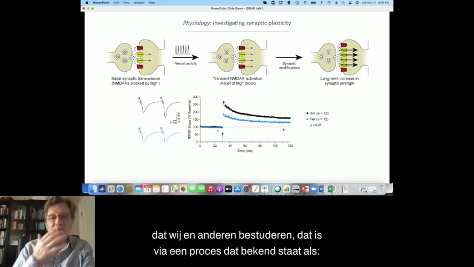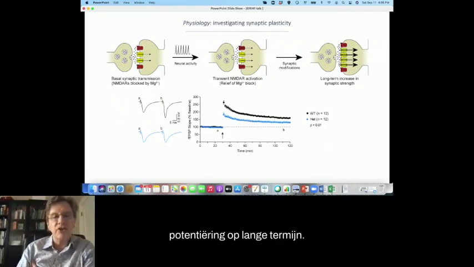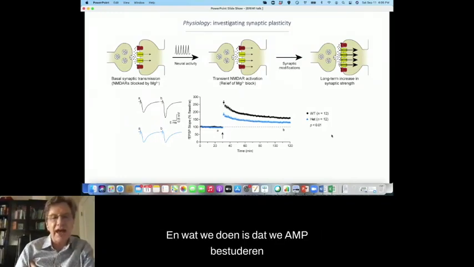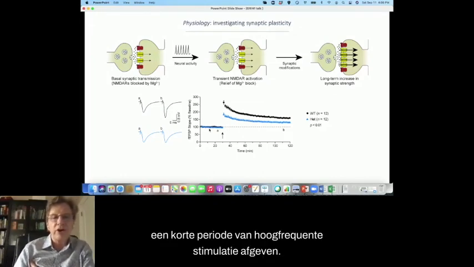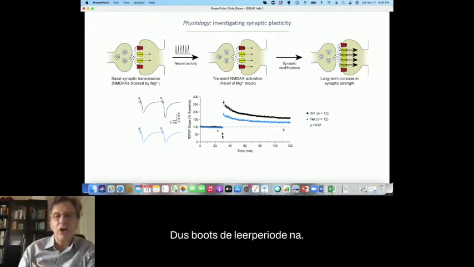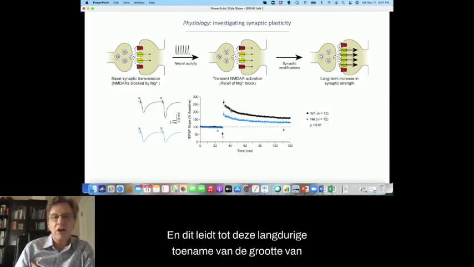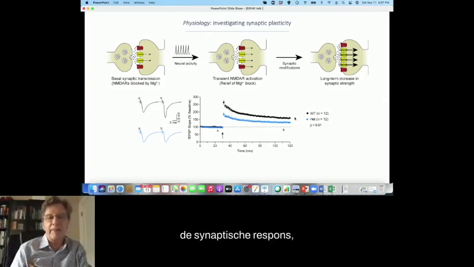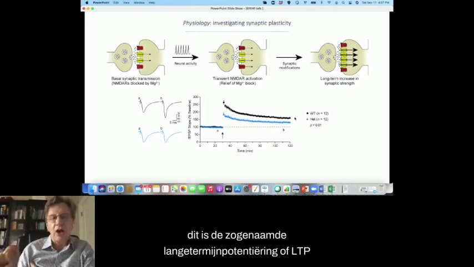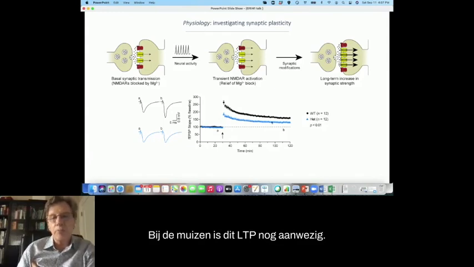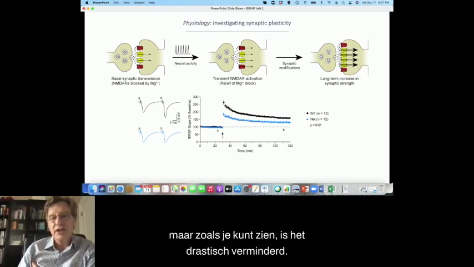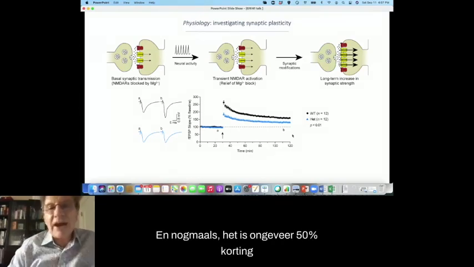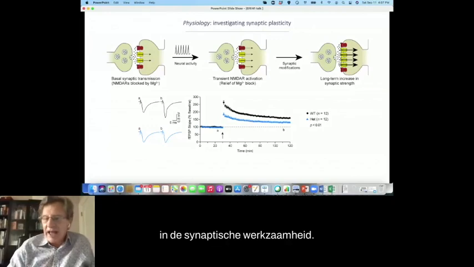And the way that we and others study that is through a process known as long-term potentiation. What we do is we study AMPA receptor-mediated transmission, which is pretty constant with time, and deliver a brief period of high-frequency stimulation to mimic the learning episode. And this leads to this long-lasting increase in the size of the synaptic response. This is the so-called long-term potentiation, or LTP. In the mice, this LTP is still present, so these synapses will still have the capacity to learn, but as you can see, it's dramatically reduced. And again, it's about a 50% reduction in the synaptic efficacy.